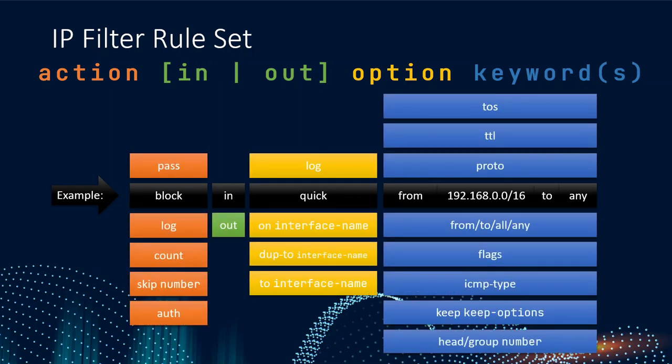The rule sets are pretty much self-explanatory. Action defines what to do with the packet. In or out defines whether the packet is coming in to a network or going out of the network. Options are the ways the rules need to be implemented, and keywords denote other parameters needed. Details of these rules can be found in the official Oracle documentation.